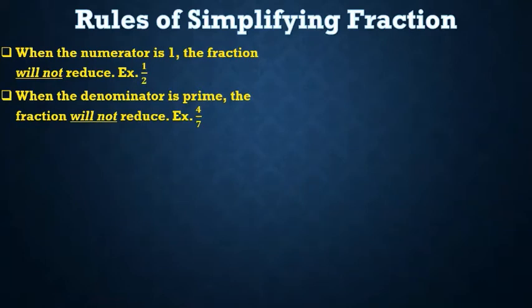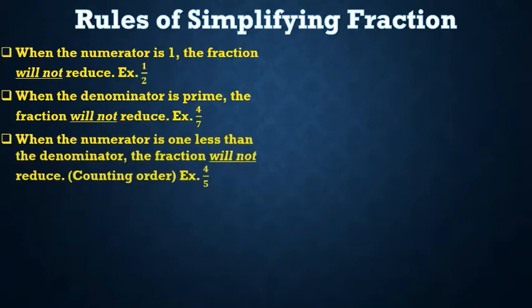Like in this fraction, 4 by 7, the denominator is 7 and we cannot reduce it because there is no factor of 7 except 1, and we can never reduce any fraction to 1. When the numerator is 1 less than the denominator, then the fraction will also not be reduced. For example, 4 by 5.